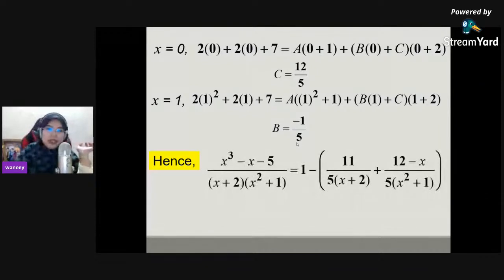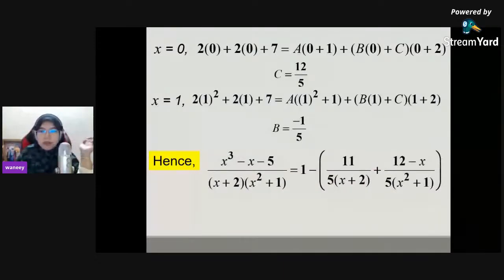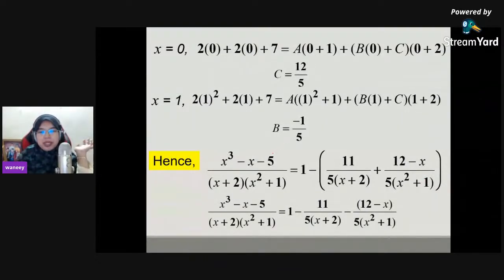So that means (x cubed minus x minus 5) over (x plus 2)(x squared plus 1) is 1 minus, so the A is 11/5 over x plus 2 plus, so the B is negative 1/5. That is the reason why we are having negative 1 over here. So negative 1 x over 5 plus 12/5, and I simply bring the 5 down: (12 minus x) over 5(x squared plus 1). Okay, so this is the final answer: 1 minus 11/5(x plus 2) minus (12 minus x) over 5(x squared plus 1).